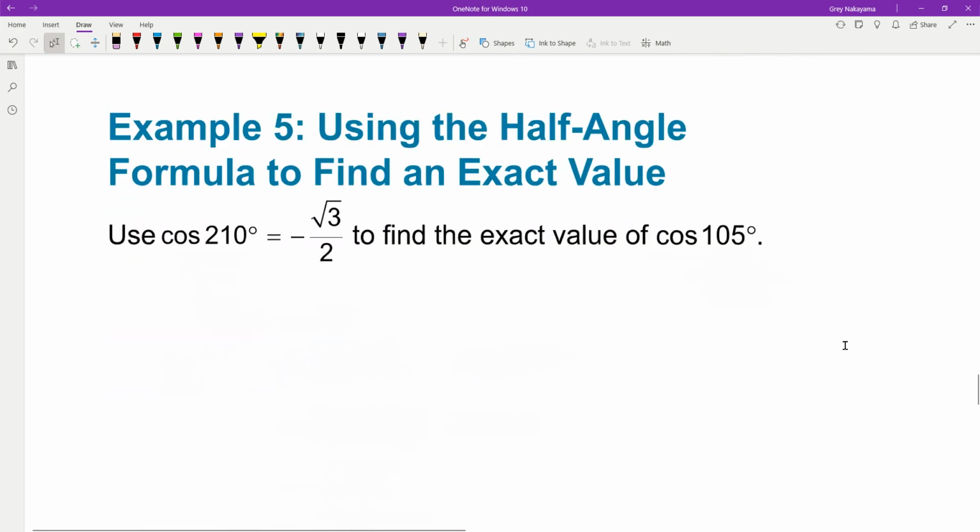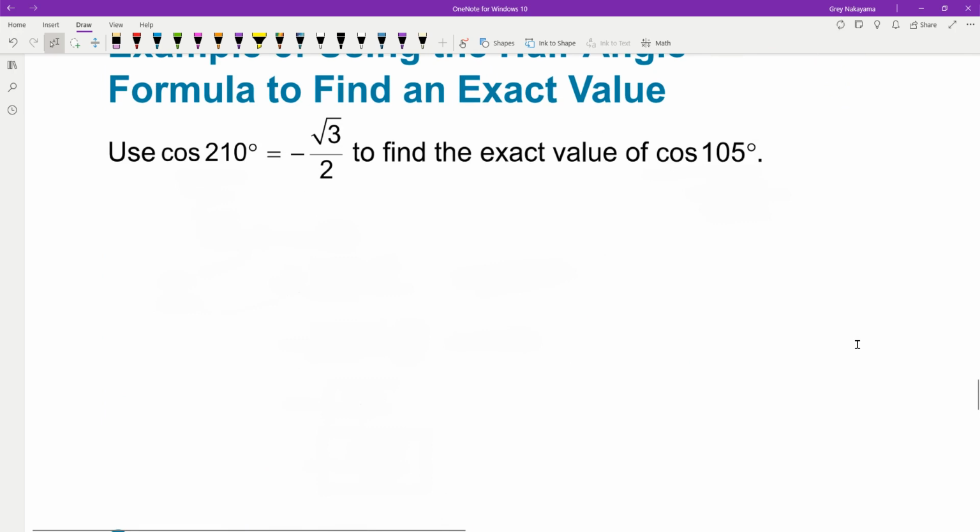All right, so let's look at our examples. First off, we have: use the cosine of 210. They're telling you cosine of 210 is negative square root of 3 over 2, to find the exact value of the cosine of 105. So you should realize that if we're trying to find 105, and they give me the cosine of 210, if I take 105 times 2, I'm going to get 210. That means that 105 is half of 210, so I'm going to use a half angle. So cosine of 105 equals cosine of 210 divided by 2.